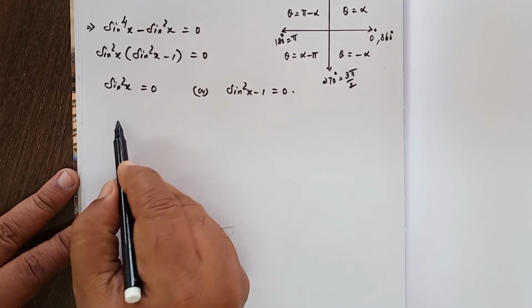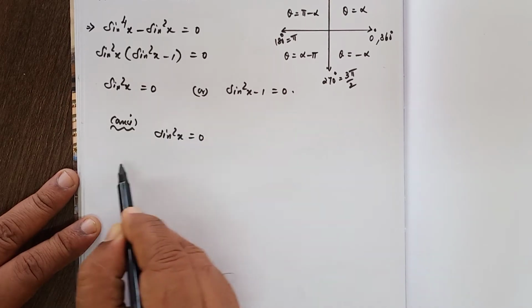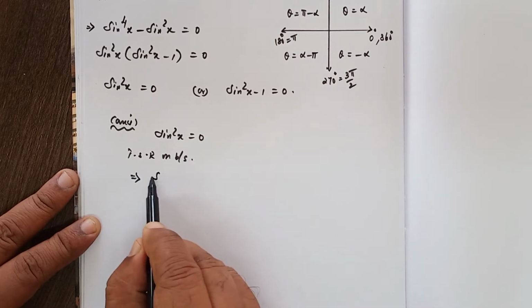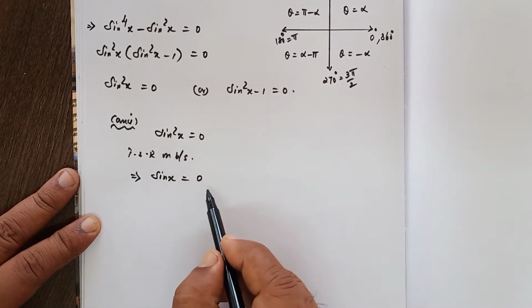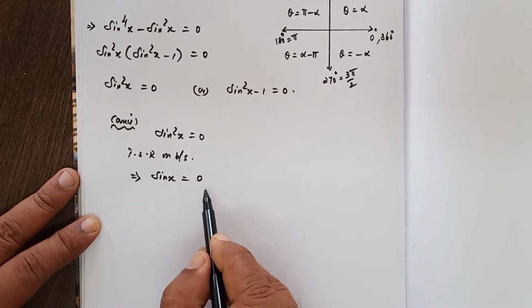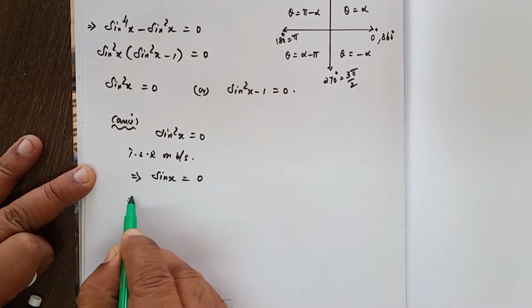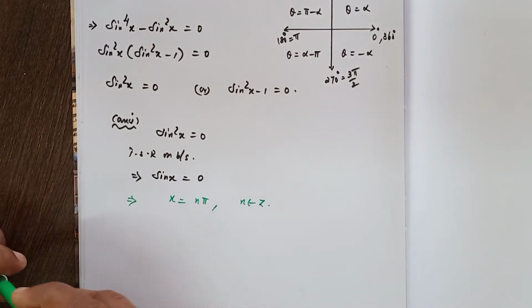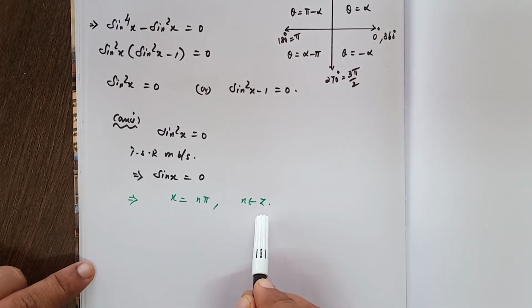Now consider case 1. Case 1, I take sin squared x equal to 0. Taking square root on both sides, we will be getting sin x equal to 0. Square root of sin squared x is sin x and square root of 0 is 0 only. Now, if sin x equals 0, you know the general solution: x is equal to n pi, where n belongs to the set of all integers. Set of all integers, that's all negative numbers, positive numbers, including 0.